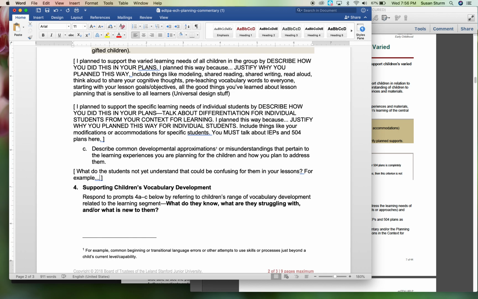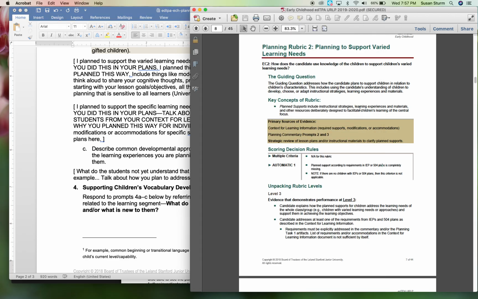So you need to talk about the things that could potentially be confusing and how you plan to address those confusions. So talk about how you plan to address those confusions. Okay. And then you can see how this connects to rubric 2.